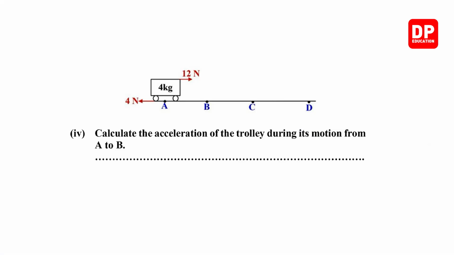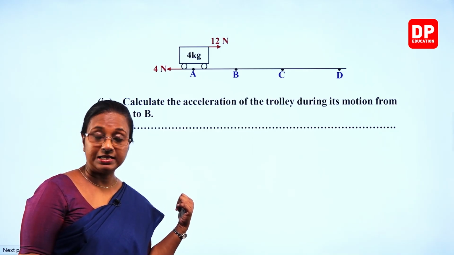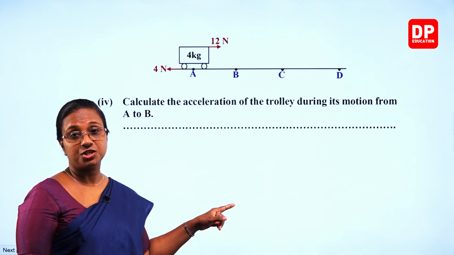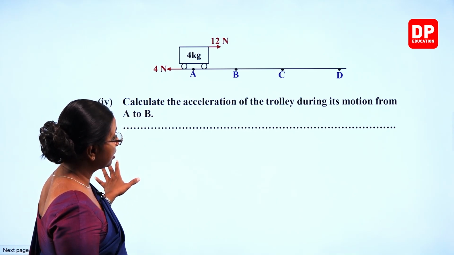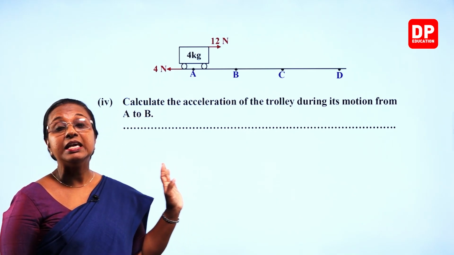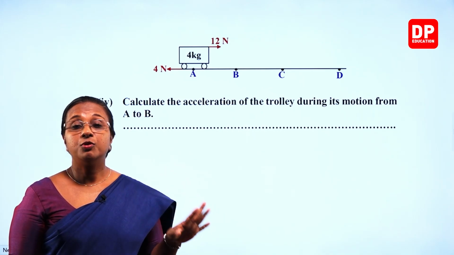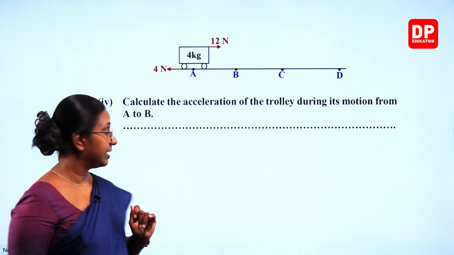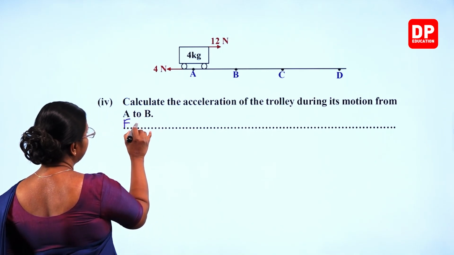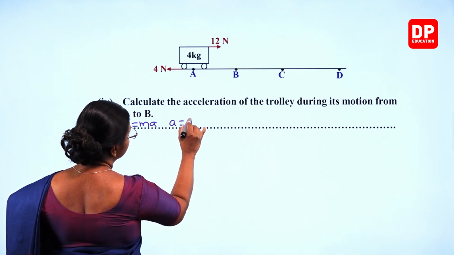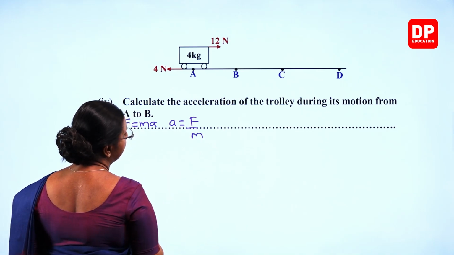Part 4. Calculate the acceleration of the trolley during its motion from A to B. Now earlier they asked what is the unbalanced force. Here calculate the acceleration. So to calculate the acceleration, what do you need to use? You need to use the equation for Newton's second law. F equals ma. Force is equal to mass into acceleration. So if we use that, F equals ma, and if you rearrange, a is equal to F over m.